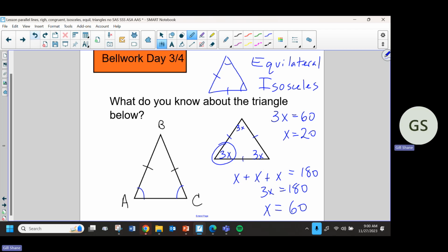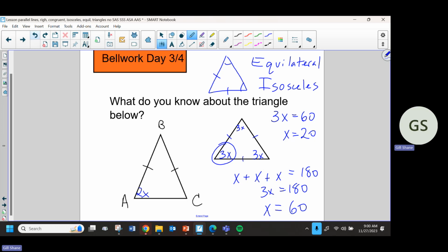So I'd solve that out. X has to equal 20. 3x divided by 3, 60 divided by 3. The problems over here are going to be kind of similar. They might give you that the two sides are the same, and then all they give you is 2x. That's it.